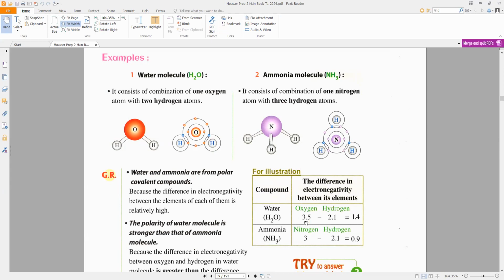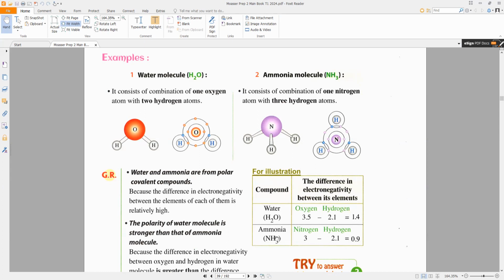The electronegativity of oxygen is 3.5 and of hydrogen is 2.1, so the difference between oxygen and hydrogen equals 1.4. What about ammonia? The nitrogen has electronegativity 3 and the hydrogen 2.1, so the difference between nitrogen and hydrogen equals 0.9. So water has a larger difference in electronegativity than the ammonia molecule.